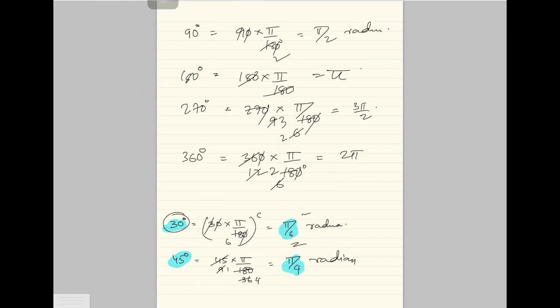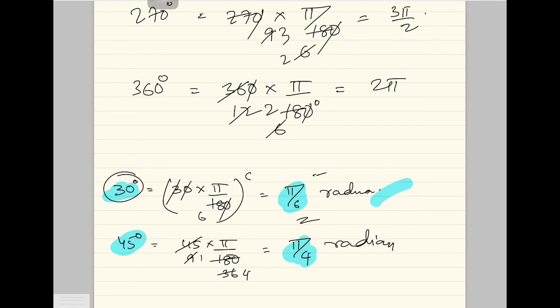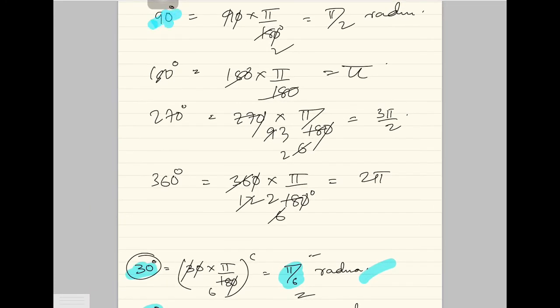So here I have the relation. Let me revise again. Look at the bottom here. 30 means pi by 6. 45 means pi by 4. 90 means pi by 2. 180 means pi. 270 means 3 pi by 2, and 360 means 2 pi radian. So this is indeed very important, because in class 11 we will learn to measure angles, especially in radians, and you need to understand how to convert radians to degrees and degrees to radians. Remember that. That's how the conversion works, correct?